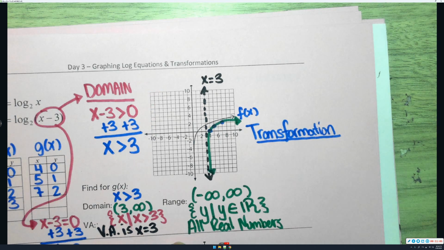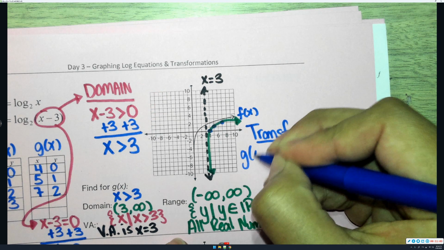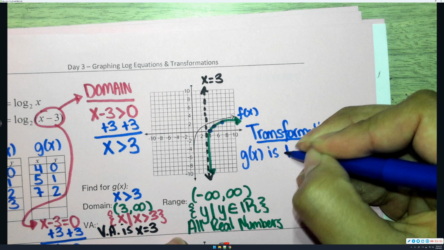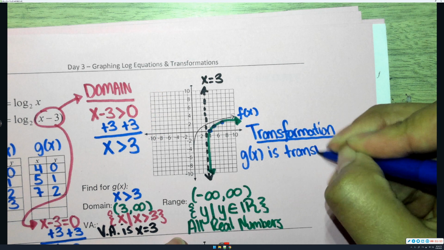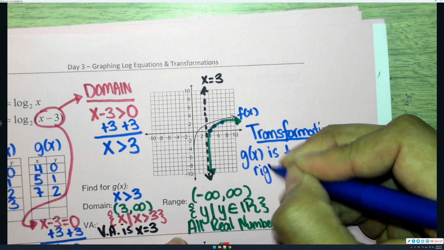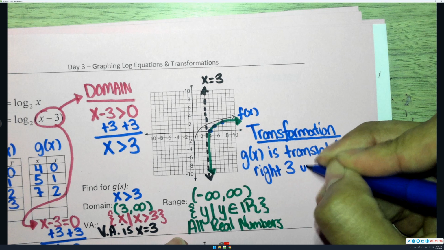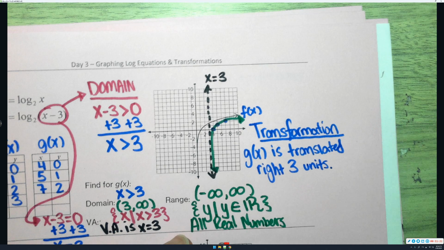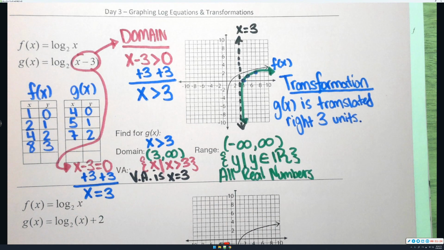Okay, so we have g of x is translated right 3 units. There we go. Awesome. Questions, doubts about this, guys? Go ahead.